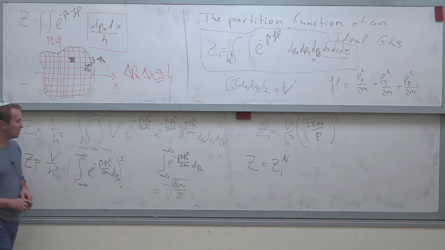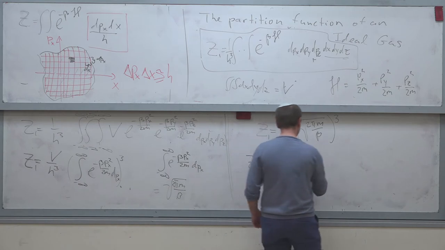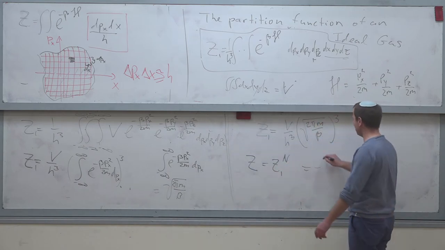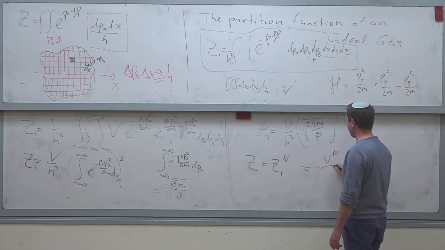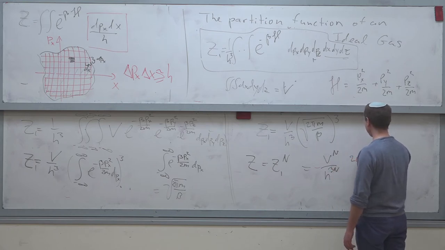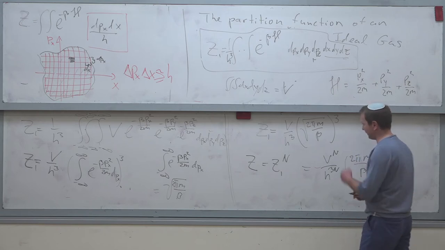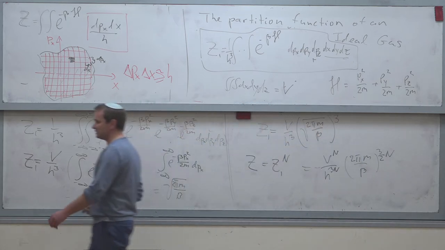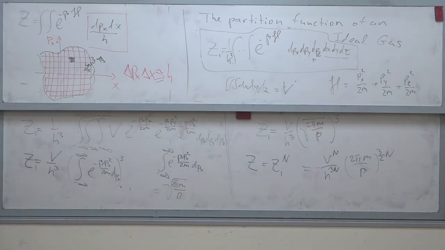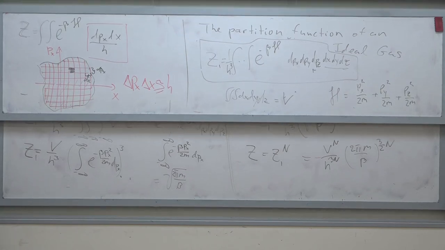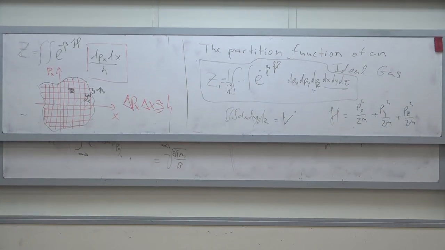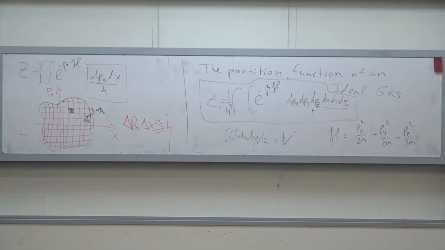So what do we get? The partition function is V to the N over h to the 3N, times 2 pi m divided by beta to the power 3/2 N. This is the partition function. We'll see in a couple of minutes that this is actually a really problematic partition function.